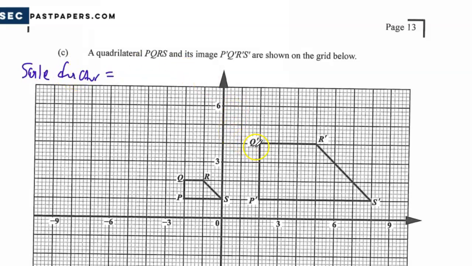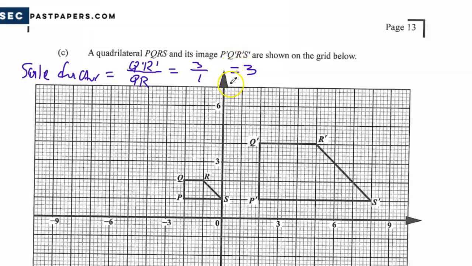So the scale factor is the length of an image side. Let me choose Q image R image, over the corresponding side, QR. So the length of Q image R image will be 1, 2, that's 3 units, and the length of QR, that's 1. So the scale factor is 3, meaning that the length of each side was tripled.